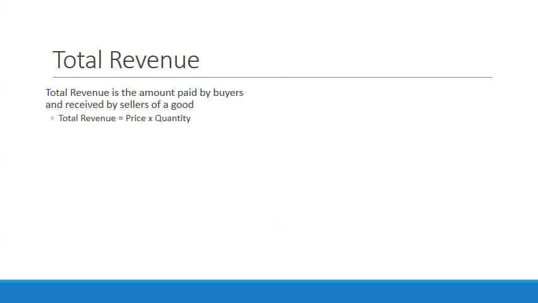Okay, so let's begin with looking at total revenue. Total revenue is the amount paid by buyers and received by sellers of a good. Total revenue is calculated as price times quantity. Really, really important right off the bat: understand total revenue is not profit. Profit is something completely different. Profit is total revenue minus total cost, whereas total revenue is just what they bring in. So when we mention the word total revenue, all we're talking about is the price of a good times the quantity that's bought.